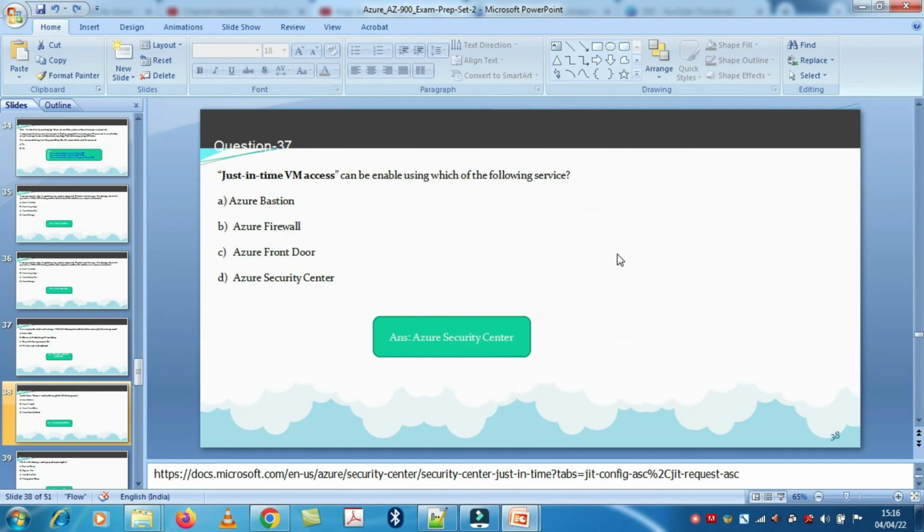Moving to the next question, just-in-time VM access. This is some kind of a VM. Just-in-time VM access can be enabled using which of the following services? Azure Bastion, Azure Firewall, Azure Front Door, and Azure Security Center. So ASC. If you want to access this kind of VM, these are some special kind of VM, just-in-time VM, then you need to use Azure Security Center. Moving to the next question, guys.